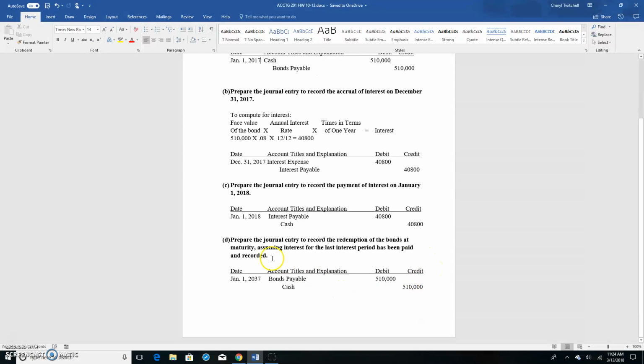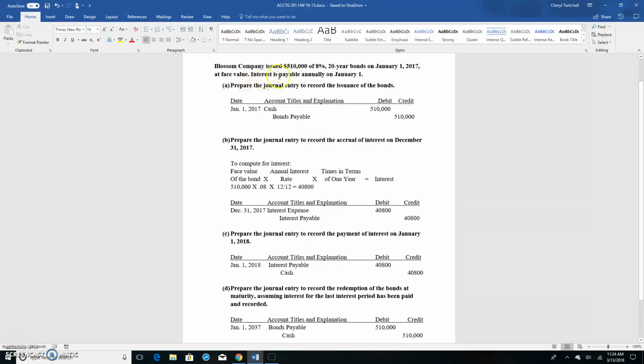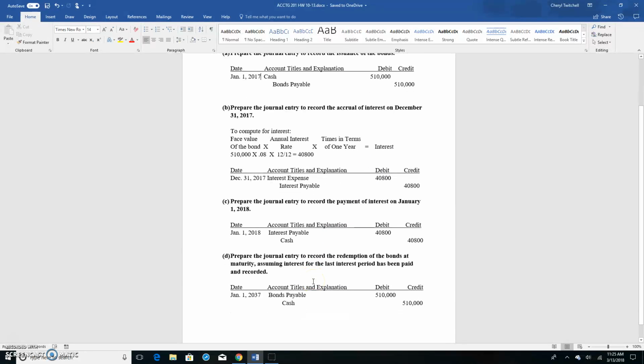And the last part is prepare the journal entry to record the redemption of the bonds at maturity, assuming interest for the last interest period has been paid and recorded. So we look up here, when it matures, it's at 20 years. So we're at 2017, so in 20 years, we're recording this bond January 1st, 2037. And we're debiting our bonds payable because we're paying it off at $510,000 and crediting cash for $510,000.